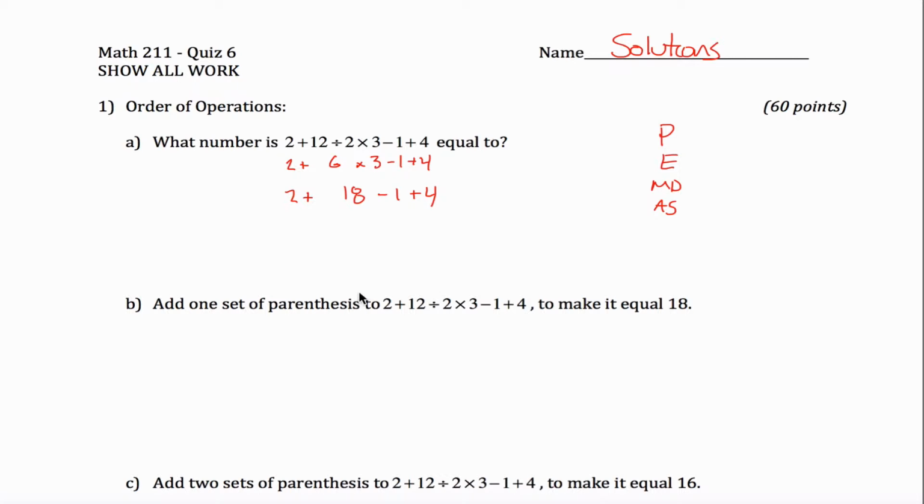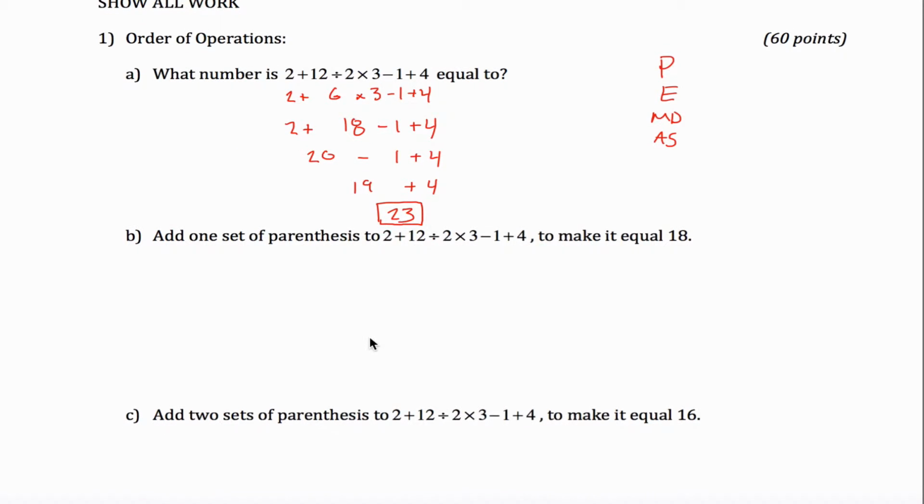So I'm going to move on to addition and subtraction. And again, they tie in order, so you go left to right. First you do 2 plus 18 to get 20 minus 1 plus 4. And then 20 minus 1 gives you 19 plus 4. And 19 plus 4 is equal to 23.